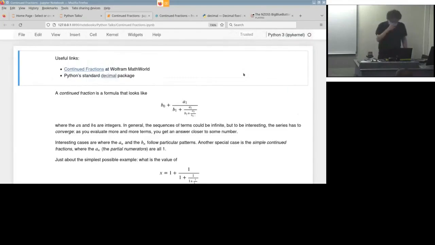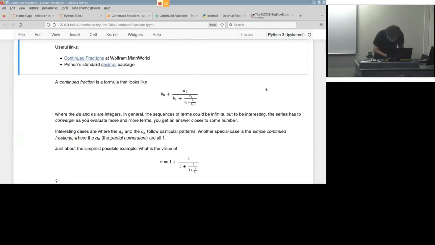So, continued fraction is one of those mathematical curiosities, things that get mathematicians excited. Basically, a continued fraction looks like a thing like this. So, it's potentially an infinite fraction. All the a's and b's are integers, normally. So you have a thing like this. Can it evaluate to a number in the end? And there are some interesting properties of particular sequences of numbers that take this form.